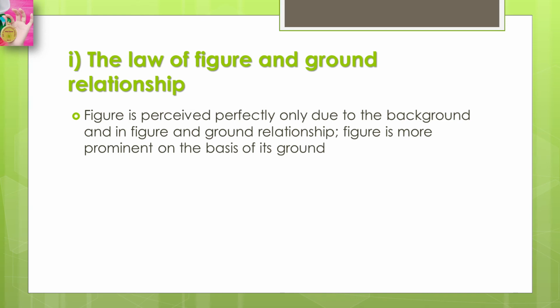So according to this law, a figure is perceived perfectly only due to the background, and in the figure and ground relationship, the figure is more prominent on the basis of its ground. We have also discussed in our previous lectures that figure and ground refers to the most basic and elementary of all forms of perceptual structure. We perceive an object as a figure in a ground, and we perceive a picture on a page. The picture is a figure, and the page is a ground.